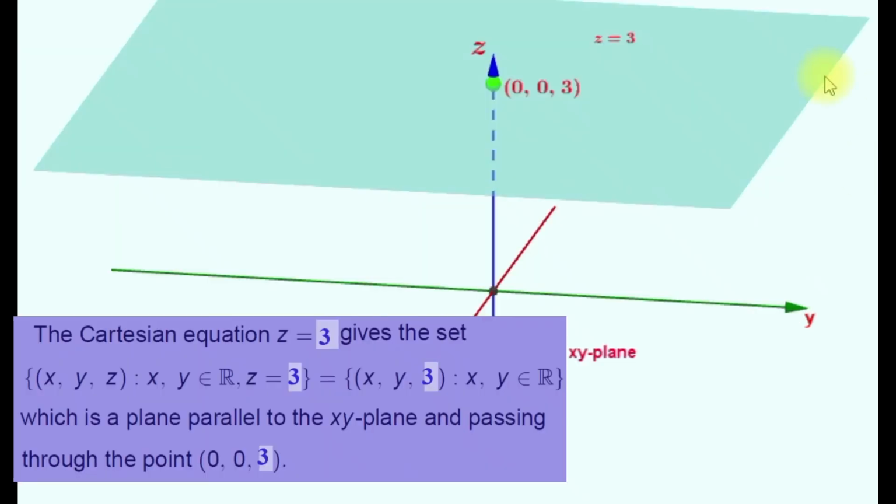Here's another example. The Cartesian equation z equals 3 represents a plane passing through the point 0, 0, 3 and parallel to the xy plane. These two planes are 3 units apart. z equals 3 consists of the set of all points of the form triples x, y, z such that x and y are real numbers and z is equal to 3, which is the set of all triples x, y, 3 such that x and y are real numbers.